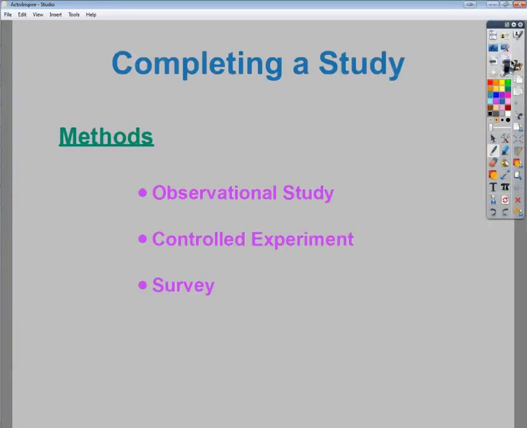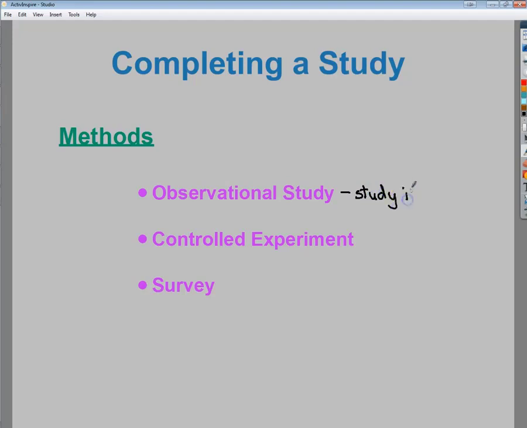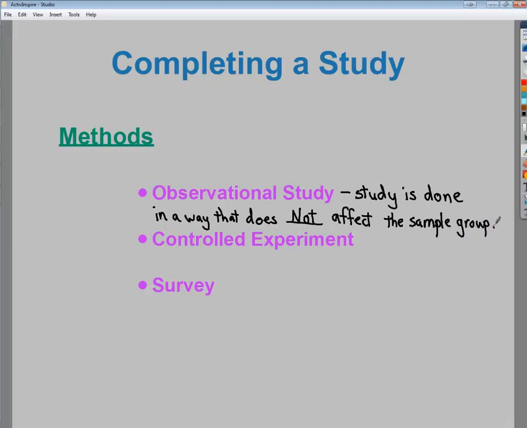And the last section that I want to talk about is the idea of completing a study. What types of studies are there? The three I'm going to talk about are observational studies, controlled experiments, and surveys. Now, observational studies are studies where the study is done in a way that does not affect the sample group. So an observational study is just kind of where you watch what was going to happen anyway. You're not affecting it, you're not changing anything, you're just sort of observing what's going on in the regular scenario that's there. The next type would be a controlled experiment.